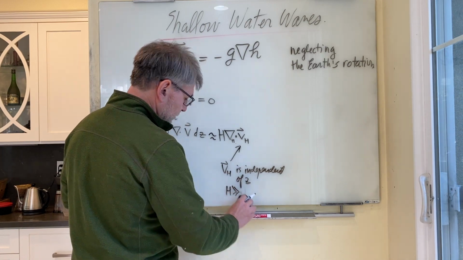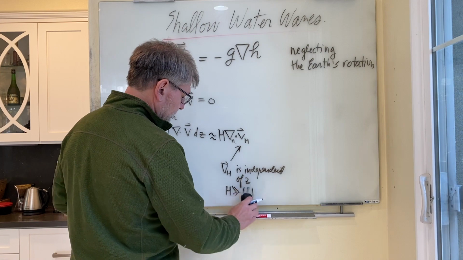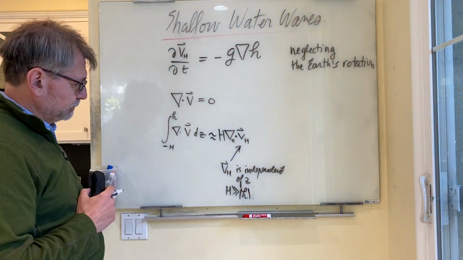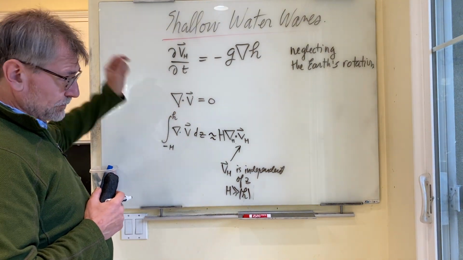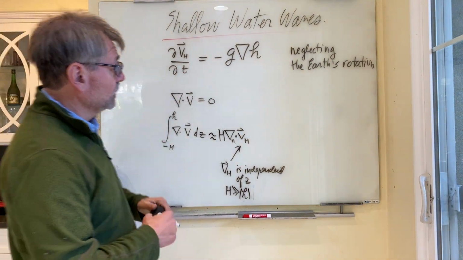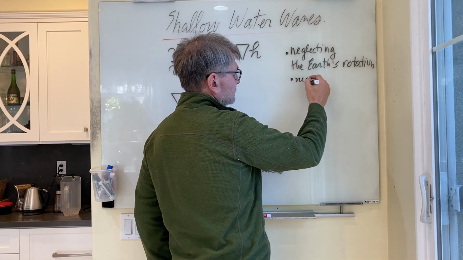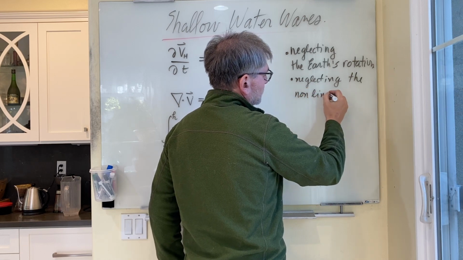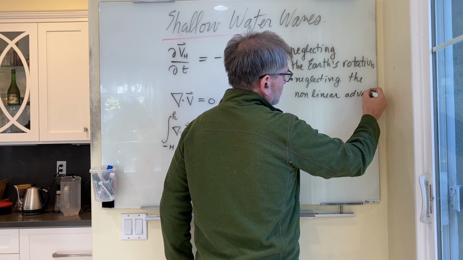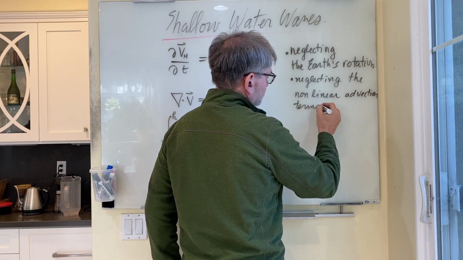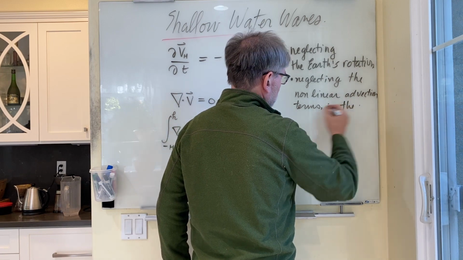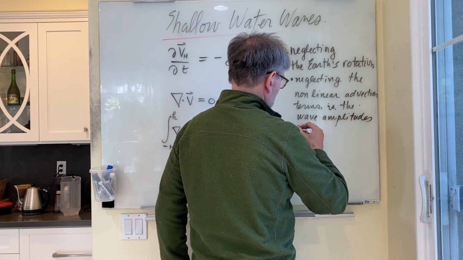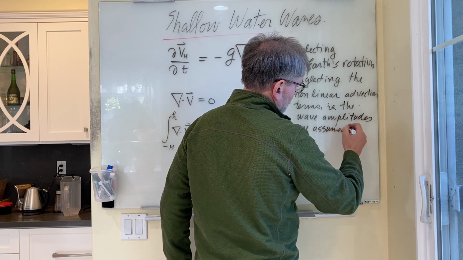That is the magnitude. Little h can be negative, but either way, even if it's negative, the magnitude of H is much bigger than little h. So the sea surface height variations are small. We want to be in the linear limit. Just like here, I should have also said we're neglecting the nonlinear advection terms, i.e. the wave amplitudes are assumed small.